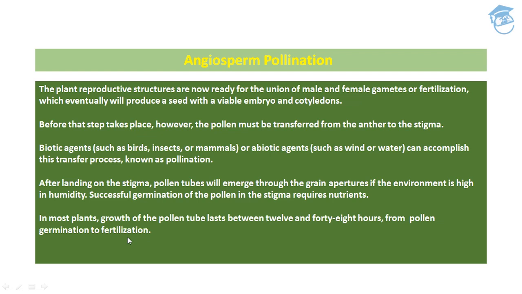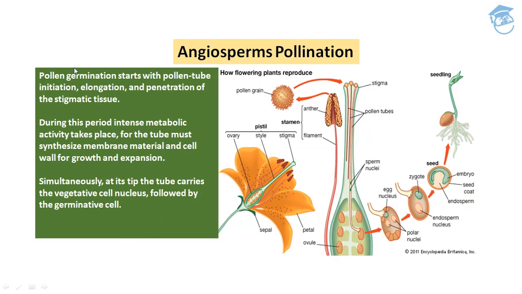So pollen germination starts with the pollen tube. Obviously, when the pollen tube emerges from a pollen grain aperture, it gets inserted inside the female reproductive organ, and thus pollination takes place. So pollen germination starts with pollen tube initiation, elongation, and penetration of stigmatic tissue, and during this period intense metabolic activity takes place during pollination of angiosperms.